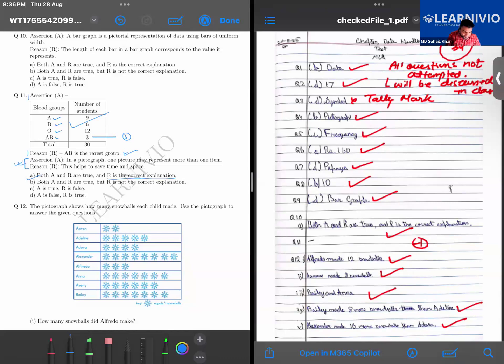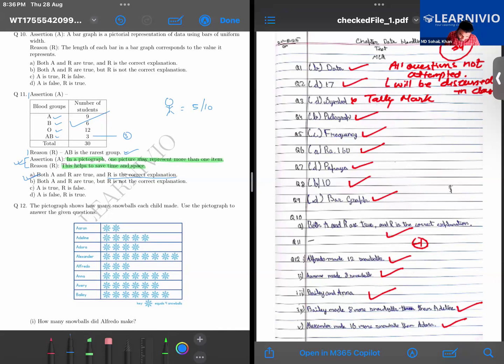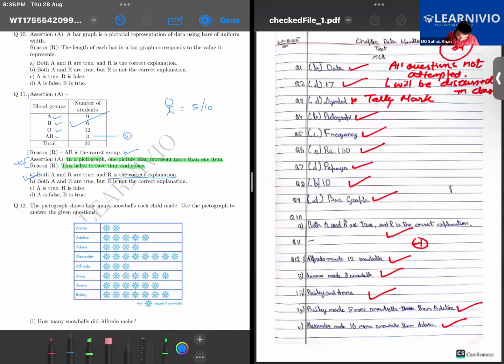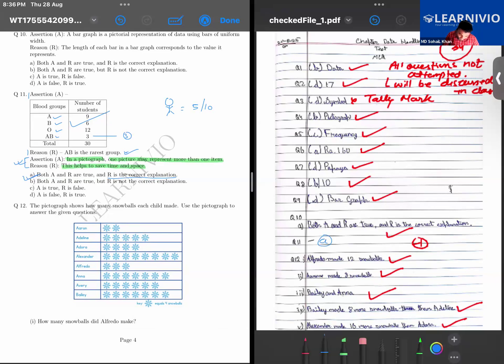Then you can look at the second question also. Also there was a bit of a mistake here, like two questions were typed together, but nonetheless the answer for both the questions is going to be the same. In a pictograph, one picture may represent more than one item, like it can represent 5, 10, and so on. The reasoning is that this helps to save time and space. So for this one, option A is the correct one.